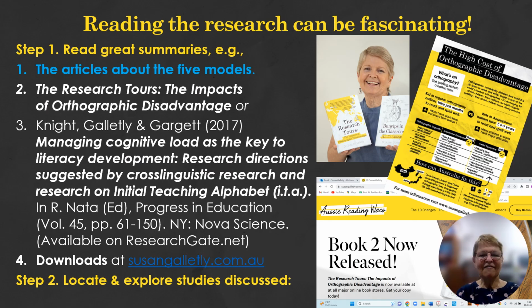And that's the 5 models. Now this slide looks similar to the one we've seen before, but see the blue line I've added in? Okay, reading the research can be fascinating. Read great summaries. Okay, for example, look up the articles about the 5 models. Go to my profile on ResearchGate if you want to download those articles, if you don't have access to a university library. Okay, read the research tours. It's a cheap ebook, okay, and a good read. Okay, or you can buy the paperback copy.